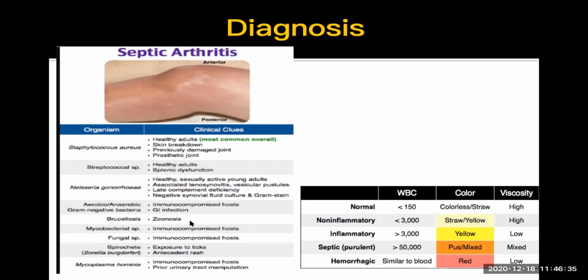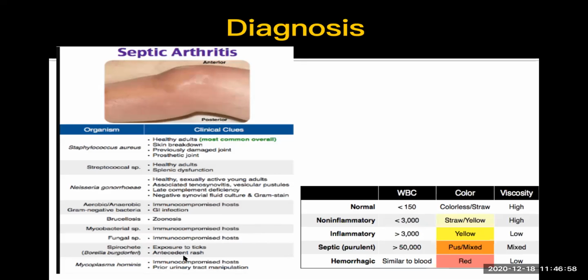Rodents. They are usually a goat, or even other animals, you can say. But goat, don't forget, goats are the commonly associated animal. Mycobacterial species, in case of immunocompromised host, fungal, immunocompromised, there's no doubt about it.